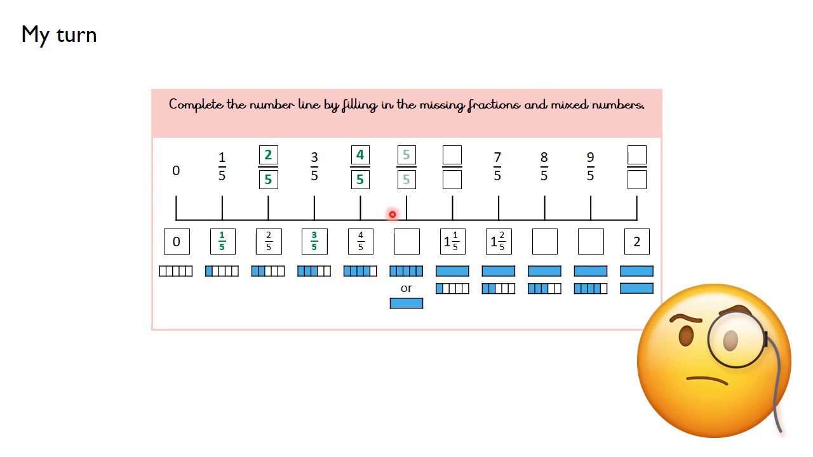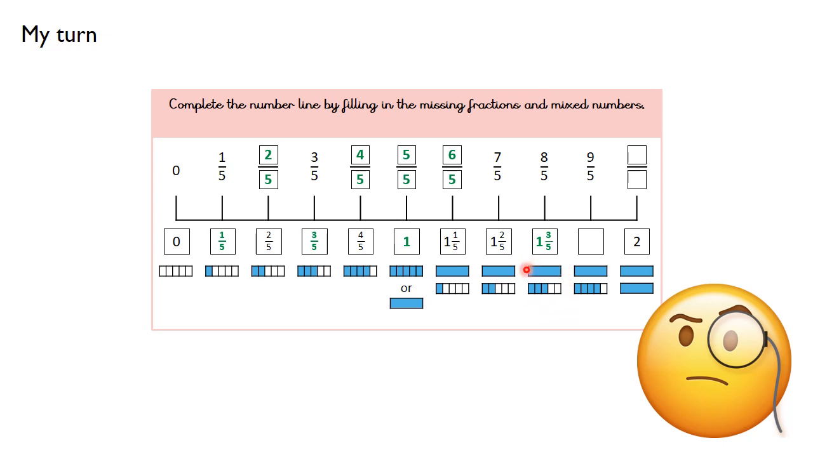So then here we have 5/5, and as we discussed on the previous slide, we know that that is equivalent to 1. So down here in our mixed numbers number line, we have 1/5, but up here as an improper fraction, we know it would be 6/5. 7/5 is equivalent to 1 and 2/5.